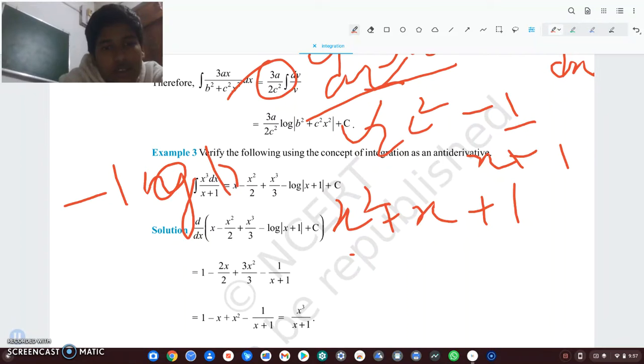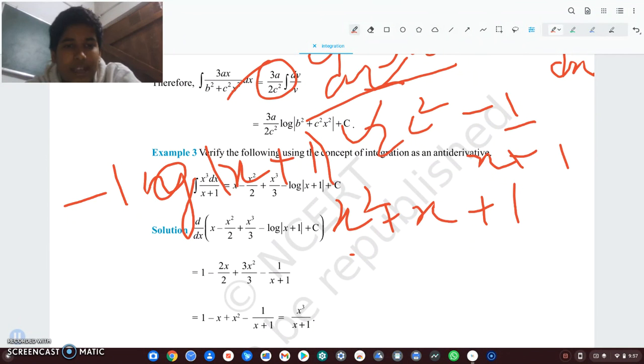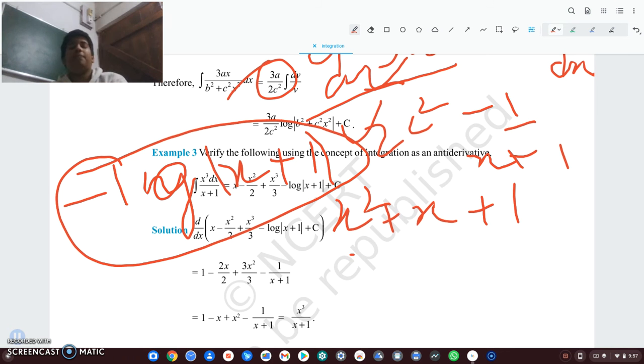So for minus 1 upon x plus 1, we can directly write minus log x plus 1, and minus log x plus 1, as here it is also in the RHS. And now we can indirectly integrate this.